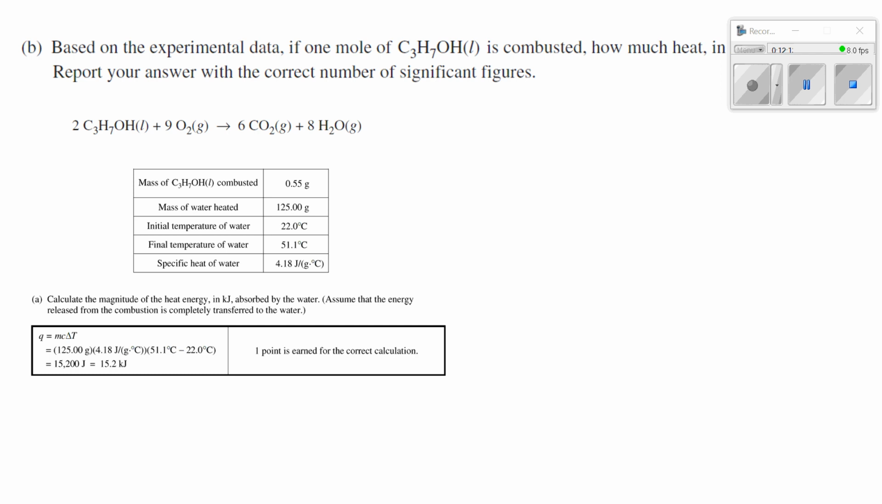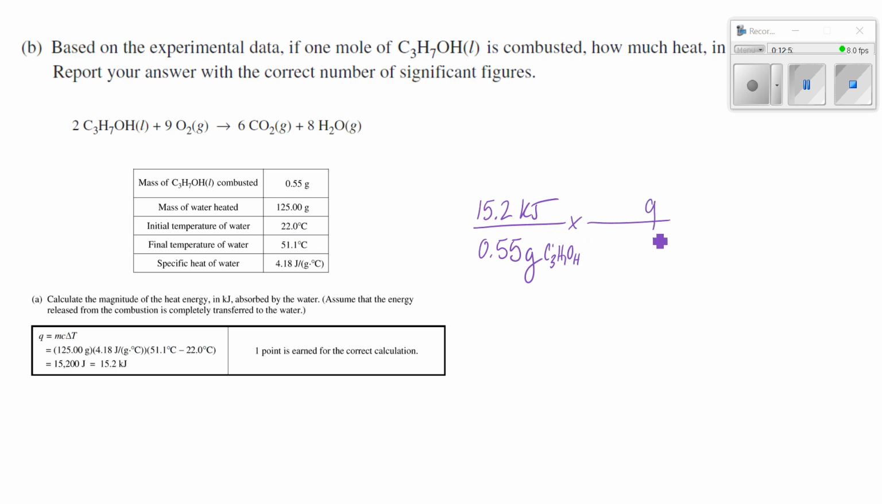Now we're trying to find how much heat would be released if 1 mole was combusted. Okay, so if you take a look at what you know, there's some different ways of thinking about it, but what we can say is in this reaction, we released 15.2 kilojoules of energy per every 0.55 grams combusted. So let's label this, it's C3H7OH. Okay, so what we want to do is convert this into energy per mole.